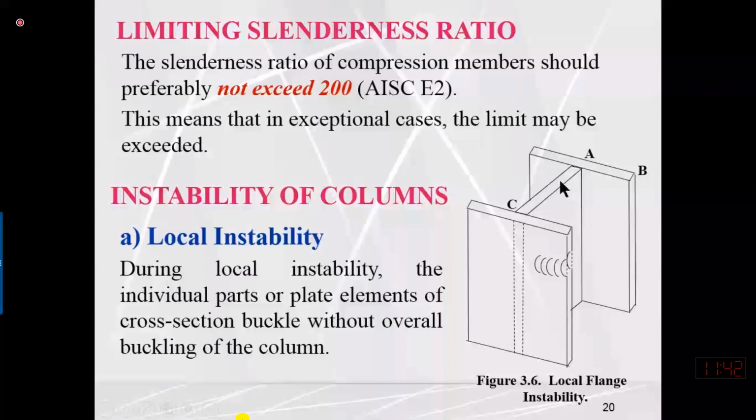This W section has two types of elements: flange and web. The web is connected from both sides, but the half flange is connected from only one side and the other side is free. It means that when buckling occurs, the half flange may buckle or the web may buckle.